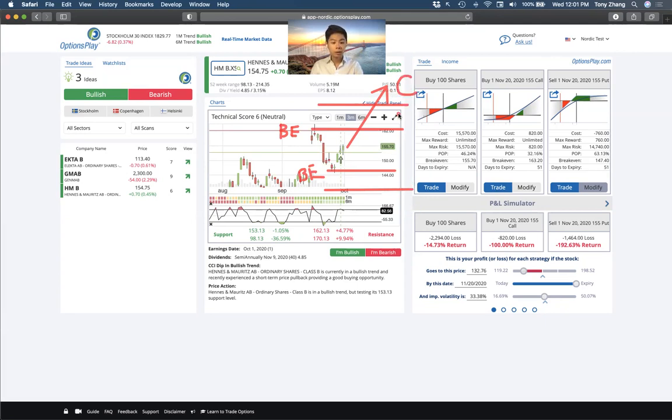Otherwise, if you think that the stock is going to be somewhere here, it's better to sell the put. If you think it's here, it's better to sell the put. And only here are you better off buying that call option.